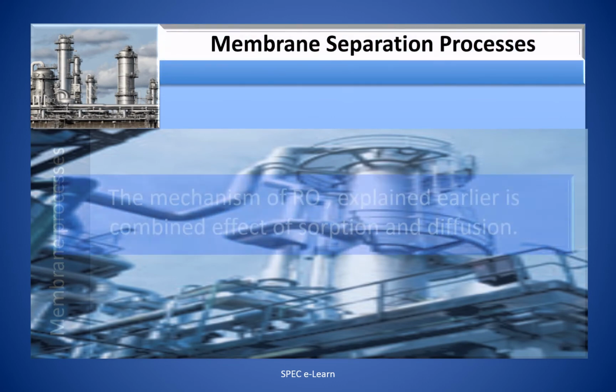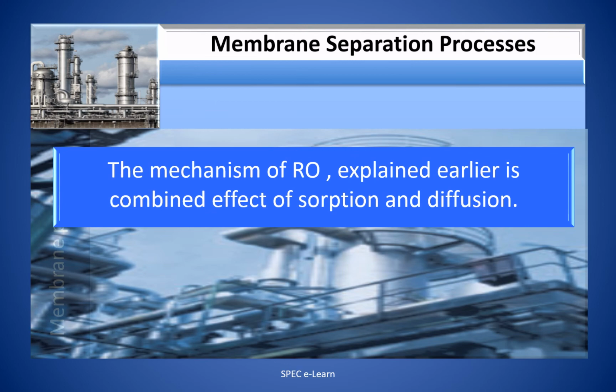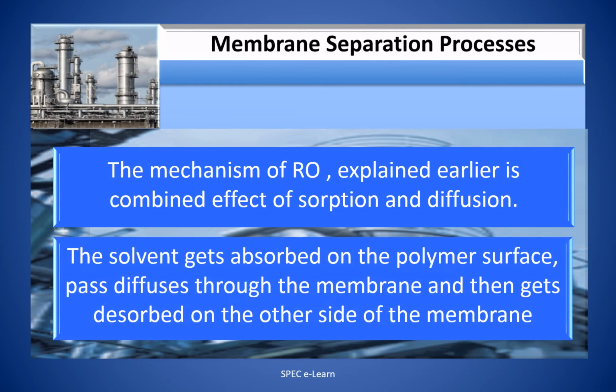The mechanism of RO, as explained earlier, is the combined effect of sorption and diffusion. The solvent gets absorbed on the polymer surface, passes through the membrane, and then gets desorbed on the other side of the membrane.